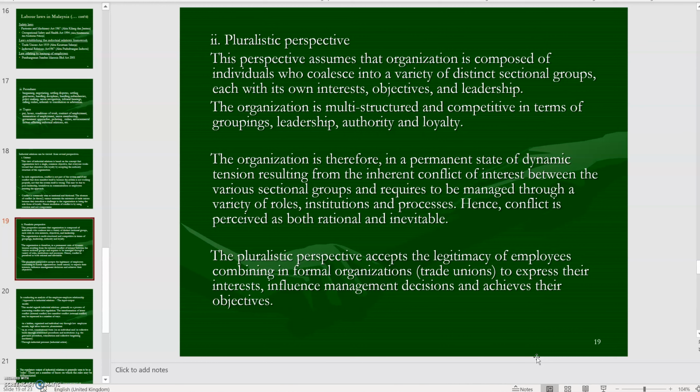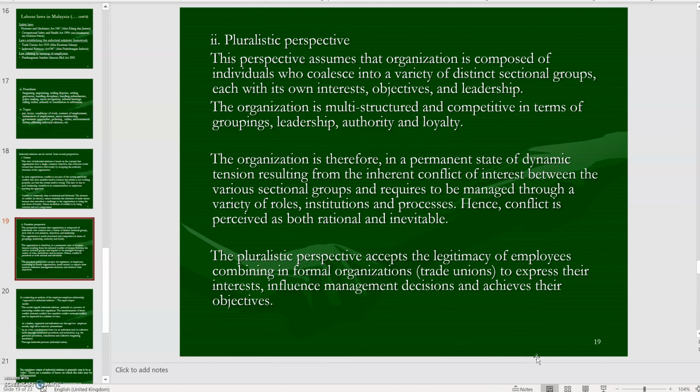They will also fight for budgets and resources, okay, because these are groups that are competing with each other. Whichever group has the upper hand or the greatest power will get the greater resources and budgets. So the organization is therefore in a permanent state of dynamic tension, always in dynamic tension, because there is also always this struggle to determine who has the greater power in that company.